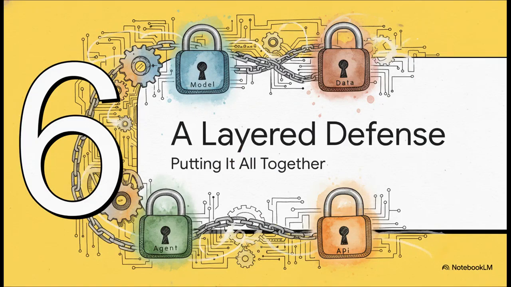So, we have our 4 locks: model, data, agent, and API. And the biggest takeaway here is that these aren't 4 separate things you can just check off a list. They are interlocking pieces of a single, comprehensive security strategy. You really need all of them working together.